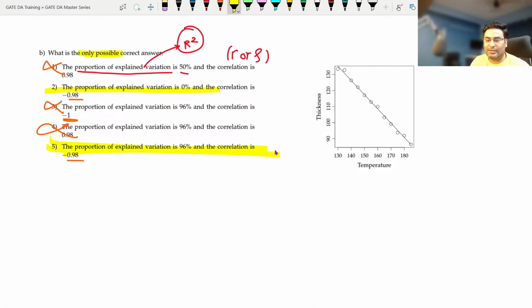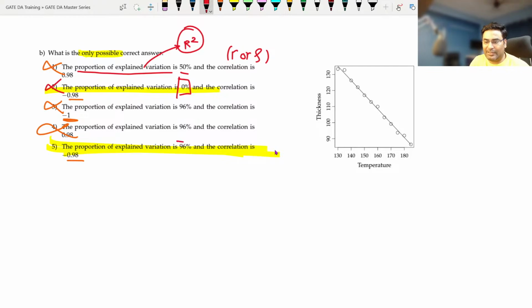See, you have to understand this. Now they're telling that in option 2 the proportion of explained variation is just 0%. Means, are we saying that the regression line does not explain any variability in the data set? That is not correct. So this option is also gone. Definitely it will be explaining somewhere close to 80, 90%.